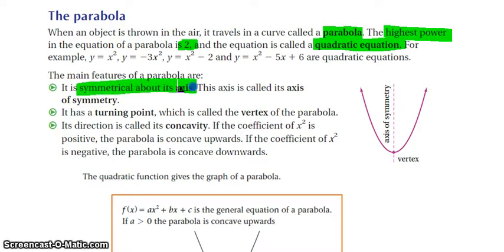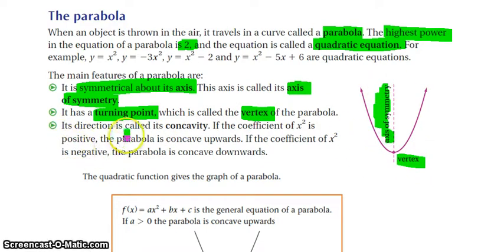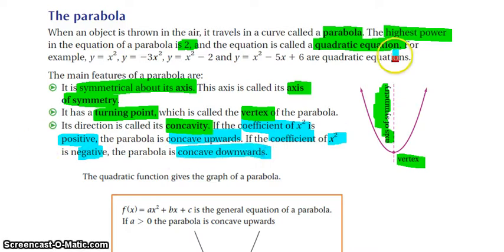Symmetrical about its axis, and that is called the axis of symmetry. Turning point is the vertex, and that's listed here. Axis of symmetry is there. The direction of the parabola is called concavity, and if the coefficient of x squared, the thing before the x squared, is positive, it's concave up. If the coefficient is negative, then it's concave down. Happy and sad face, and we've gone through that before.